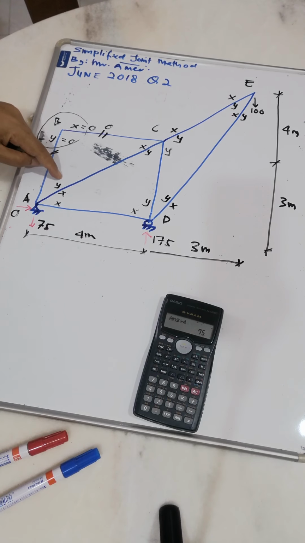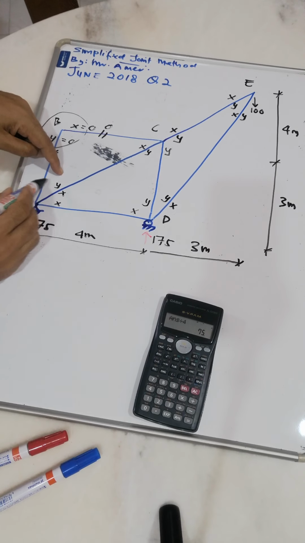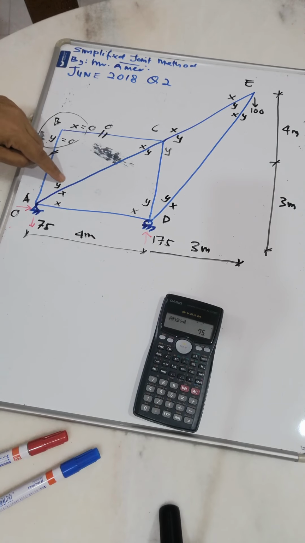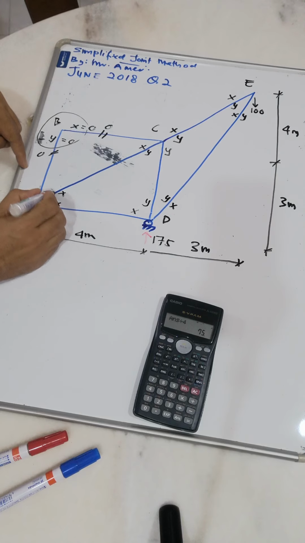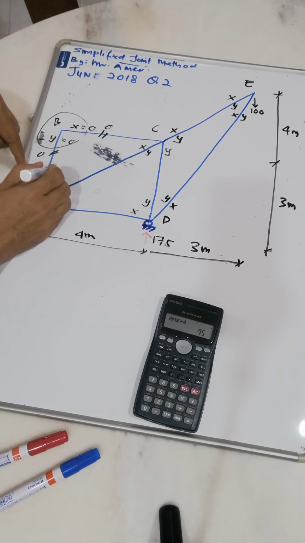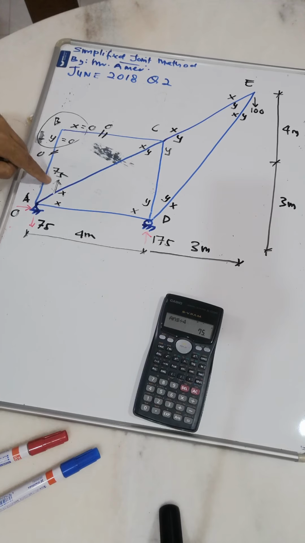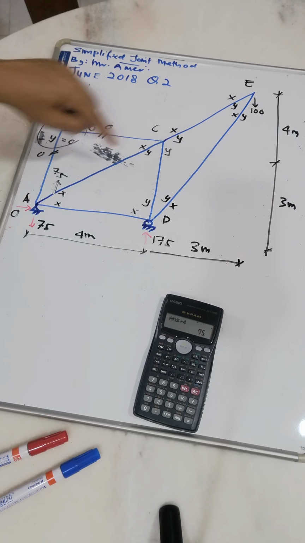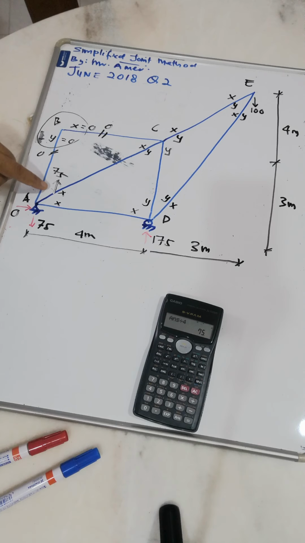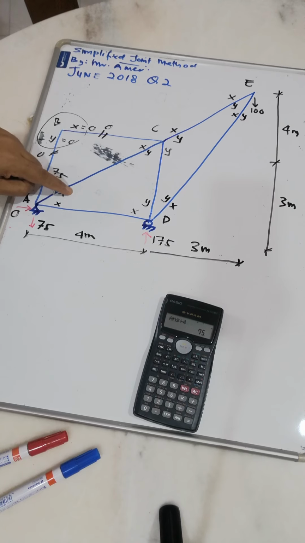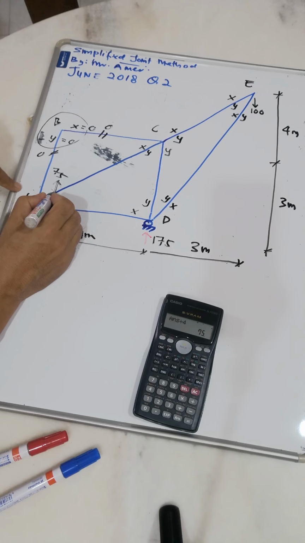So you can determine Y first, because we only have one unknown in the Y direction. At joint A, you have a force of 75 downward, balanced by this Y of 75 upward. For member AC, when you have determined component Y, you can easily determine component X. How to determine component X?